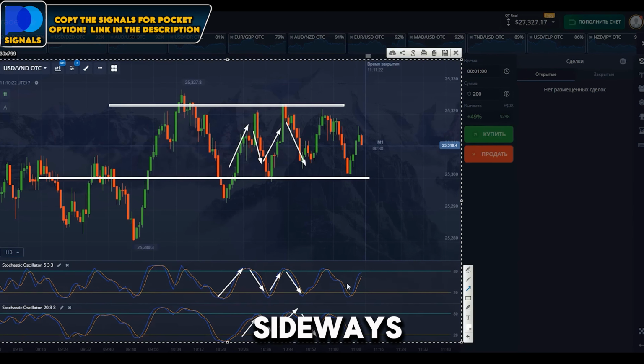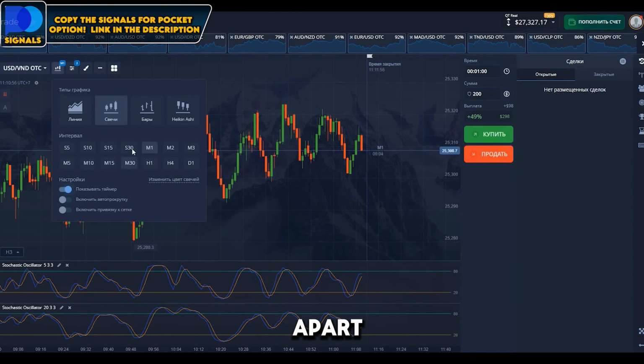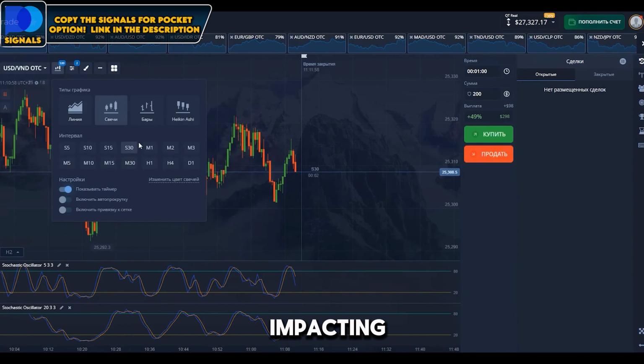But if there's a clear sideways market with obvious support and resistance zones, and if the historical signals have been effective, then of course, the success rate of the trades will be higher. Track shorter time frames. If there's a downtrend signal, stochastics break the zone. On shorter time frames, stochastics are further apart, but the overall picture remains, impacting trade success. These tips can increase trade success with this strategy.